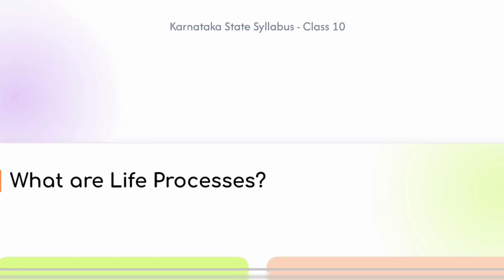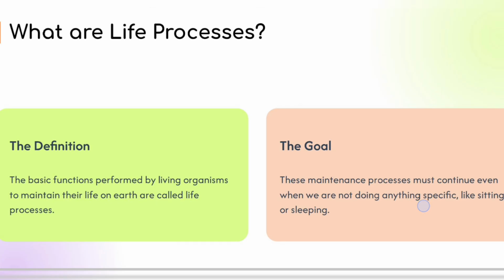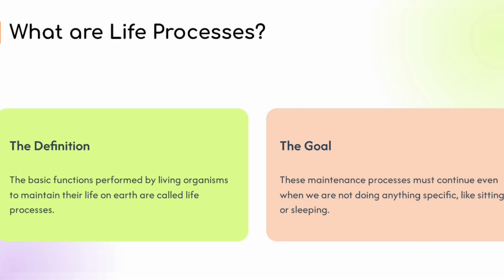Now, first, we will learn about what are life processes. Life processes are the basic functions that living organisms perform to maintain their life on Earth. Just like a car needs petrol, oil, and maintenance to keep running, a body also needs continuous maintenance. Even when we are sleeping or sitting quietly, many processes are working inside us: breathing, heart beating, digestion, etc. These are called life processes.